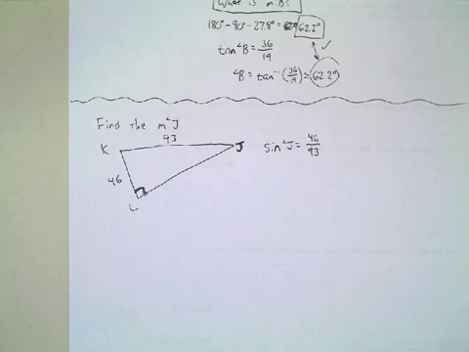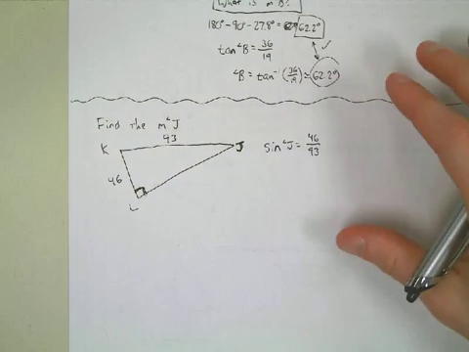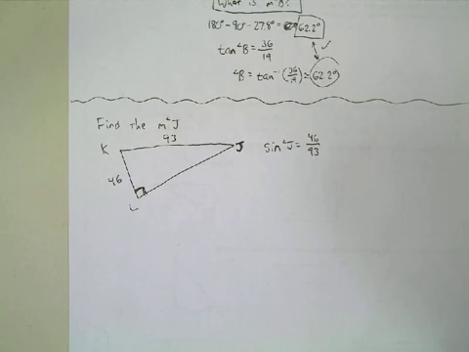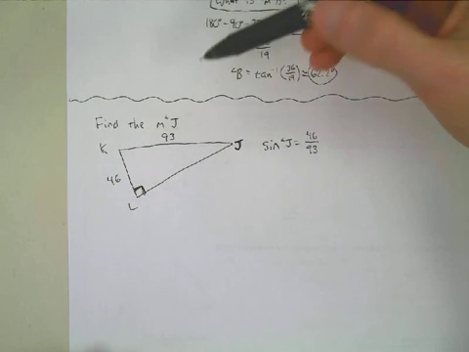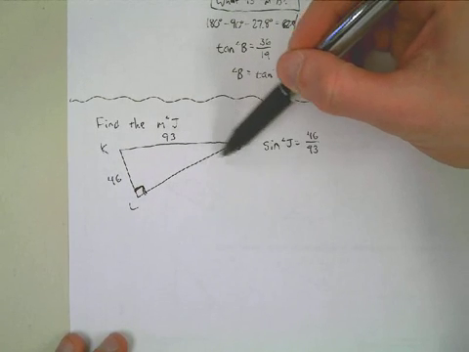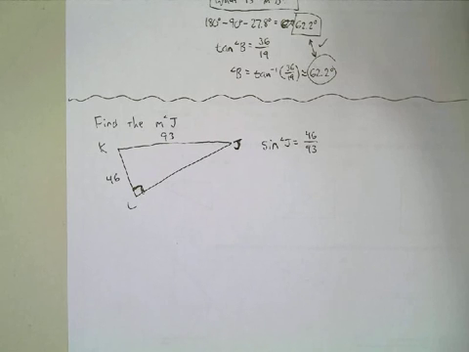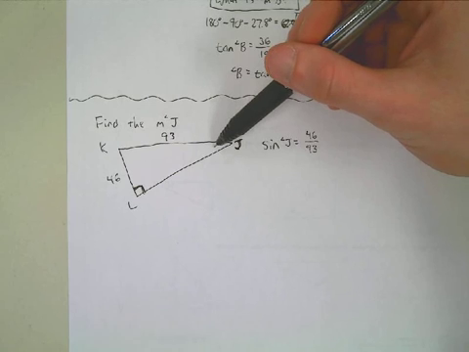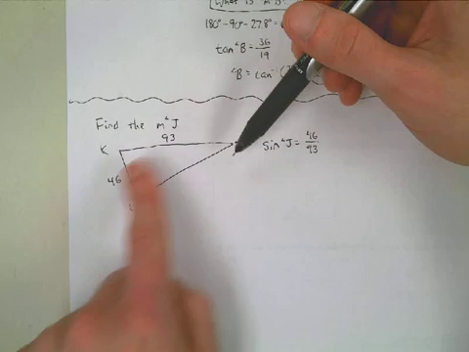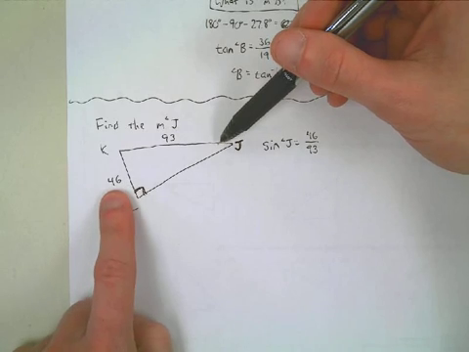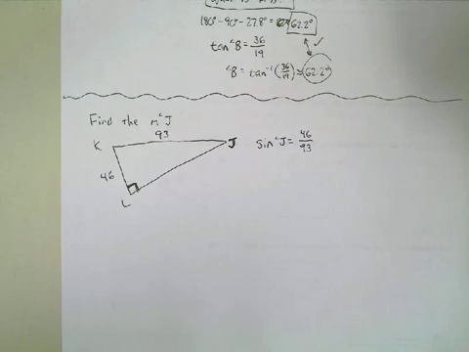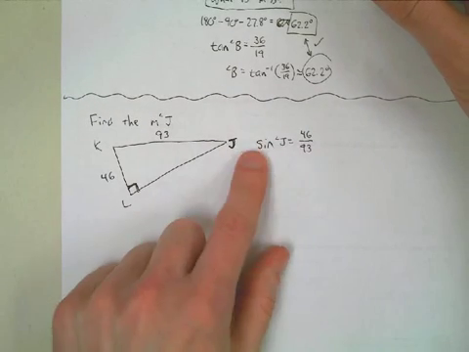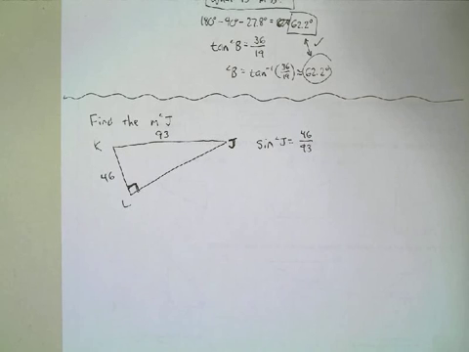So you look at each of them and figure out which one it would be. Angle J is the angle we're asked to solve for. Opposite that is the 46, so that's the opposite, and then the 93 is the hypotenuse. So what trig ratio has opposite and hypotenuse? Sine. So sine of angle J is 46 over 93. So far, so good?